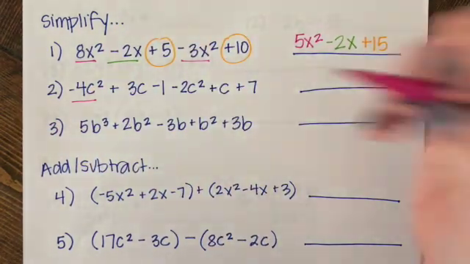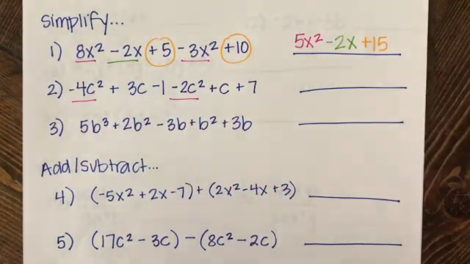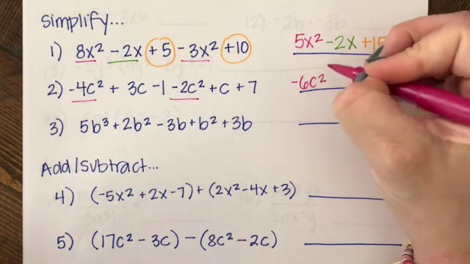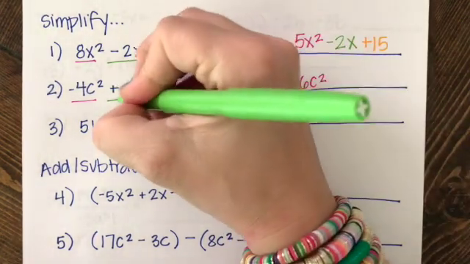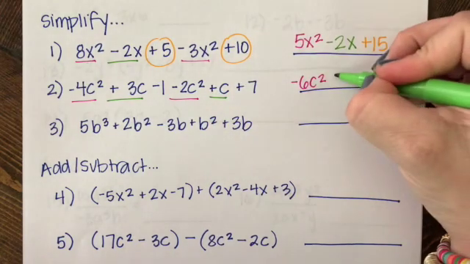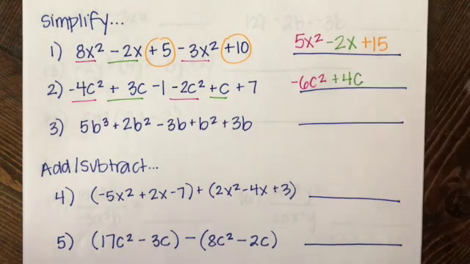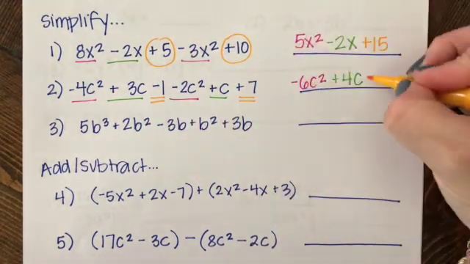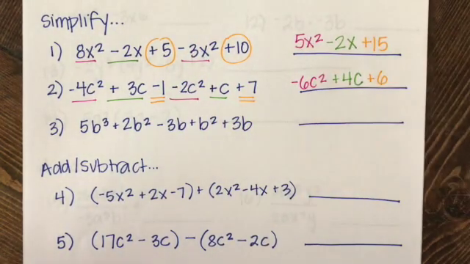I have negative 4c squared minus 2. Negative 4 minus 2 is negative 6c squared. Then I have 3c plus another c is plus 4c. And then I have negative 1 plus 7 is plus 6. So negative 6c squared plus 4c plus 6.